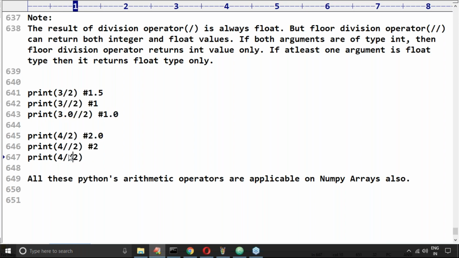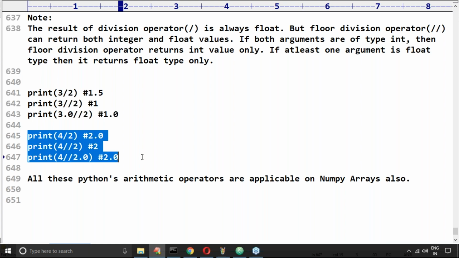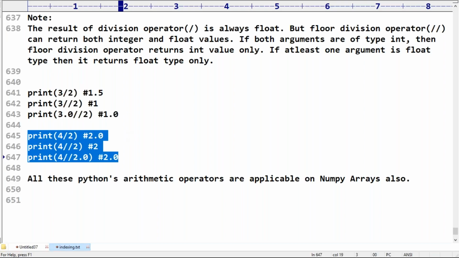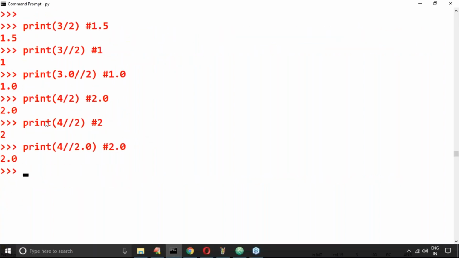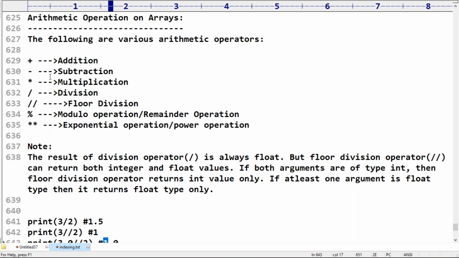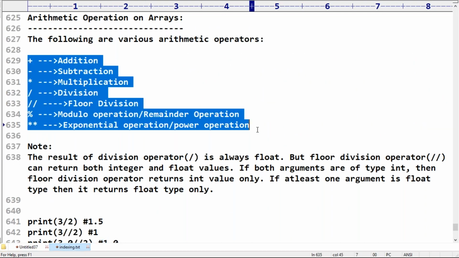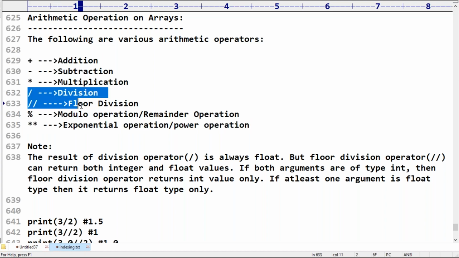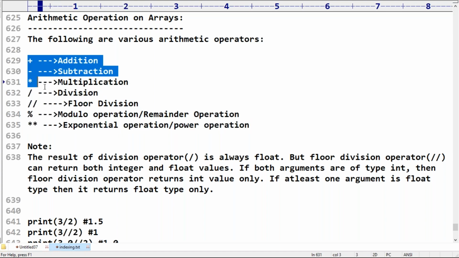Now I'm trying to take another one, can you please confirm what answer we are going to get? If at least one argument is float type, then the result is always float. Not required to give any explanation about this terminology, right? Observe that. Yes, am I getting the same? 4 by 2 is 2.0. Clear? All the people are in the position to understand. What arithmetic operators are there in Python, what is the behavior? Only twist thing is this one. The remaining things are very easy for you people, right?